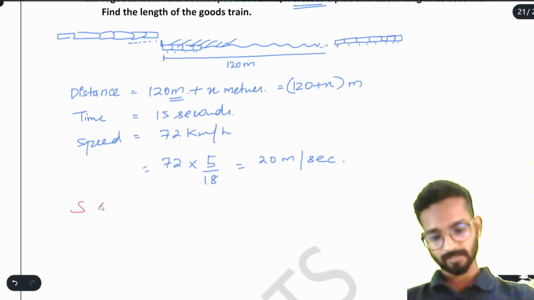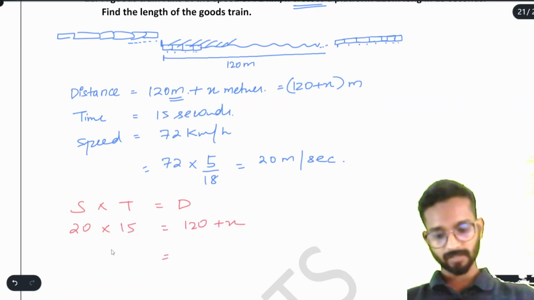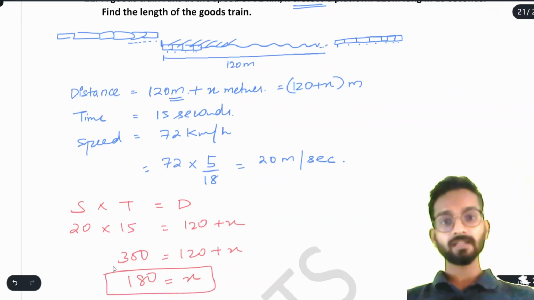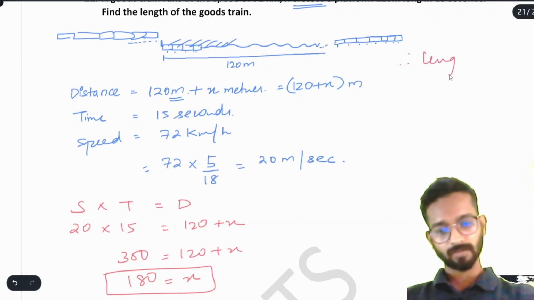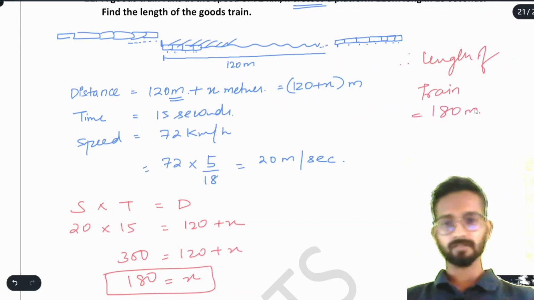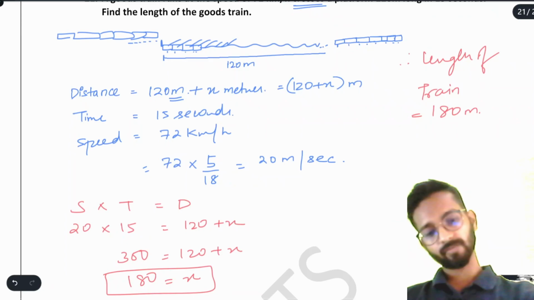Speed into time is equal to distance. Speed is 20, time is 15, distance is 120 plus x. 15 times 20 is 300, 120 plus x, you can say x is equal to 180. What does this mean? That the train's length is 180 meters. Therefore, length of train is equal to 180 meters. Simple enough. Now, moving to the next question.